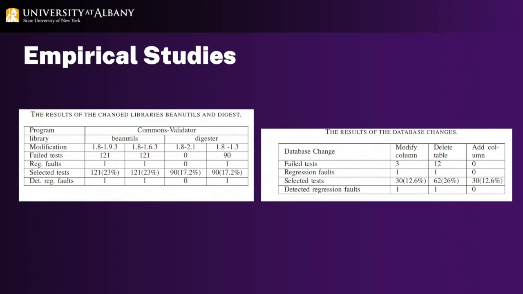In the second empirical study, we changed the version of the library. The project is built on Maven, so simply changing the POM file can upgrade or downgrade the library. Our method can find all the regression faults by selecting on average 20% of the test cases. In the third empirical study, we had some changes in the database. Our method can find all the regression faults by selecting on average 18% of the test cases.